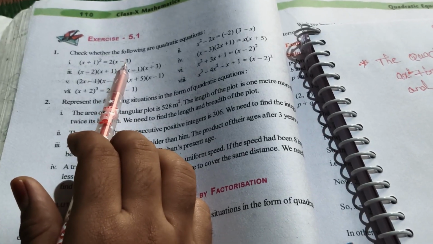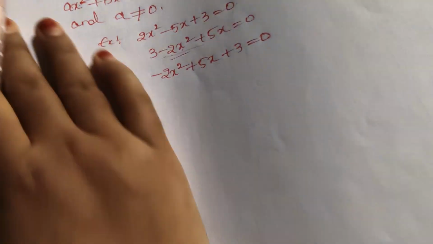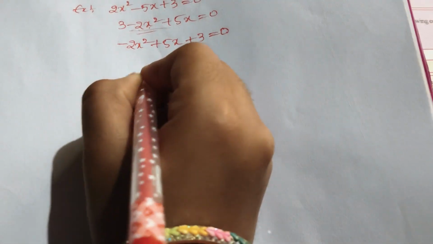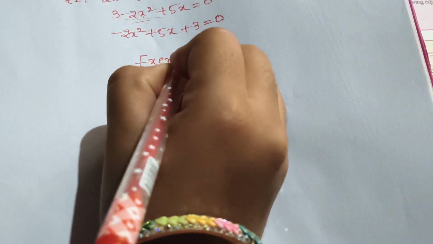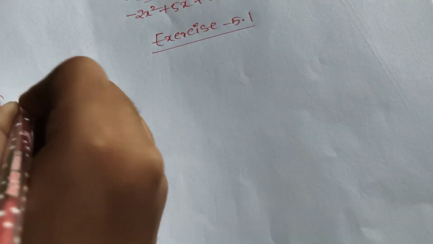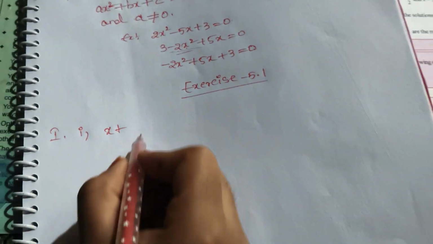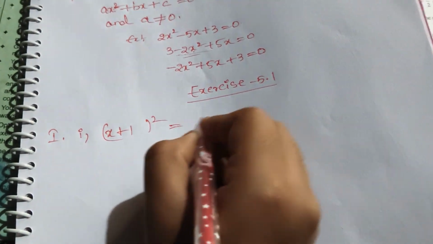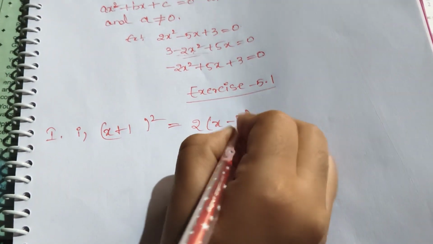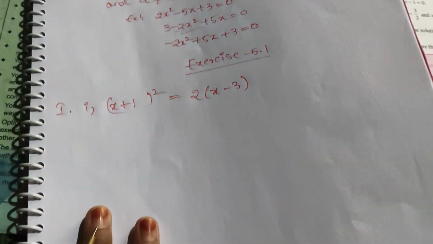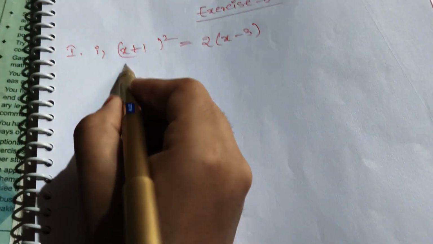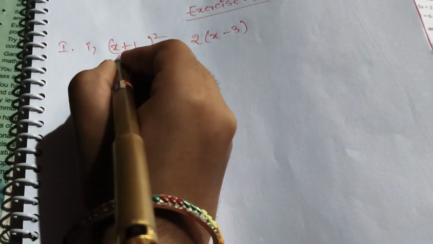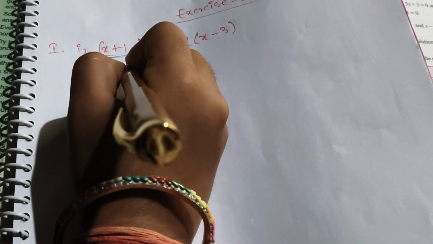We have to solve this problem. Exercise 5.1, the first question is x plus 1 whole square is equals to 2 into x minus 3. If you observe here, it is in the form of a plus b whole square.